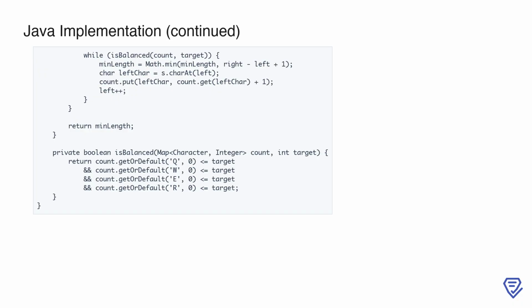After iterating through the entire string, the method returns min_length, which represents the length of the smallest substring that can be replaced to balance the string. The helper method isBalanced checks whether all character counts in the frequency map are less than or equal to the target. This ensures that the substring outside the sliding window can achieve balance when replaced. By combining the sliding window approach with the frequency map, this implementation efficiently identifies the minimal replacement substring.